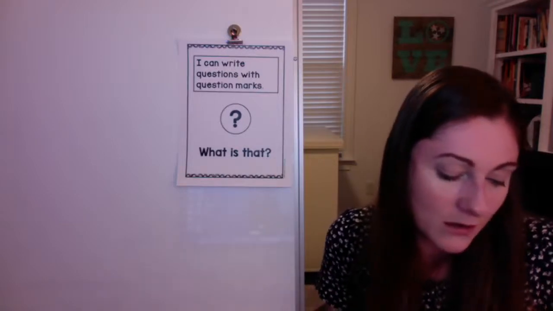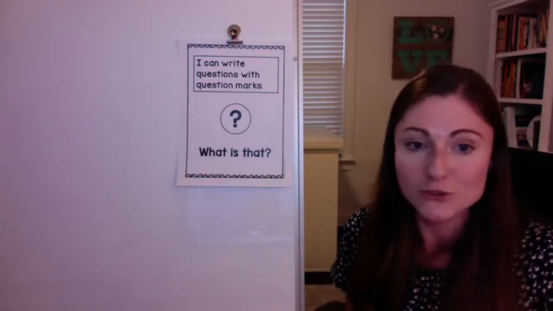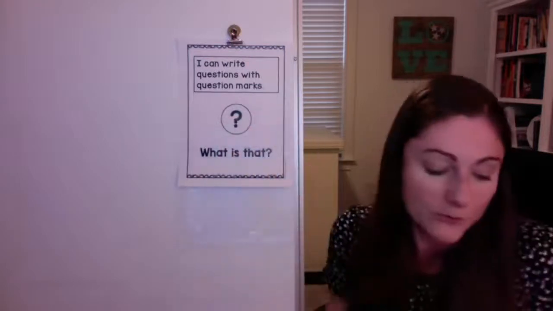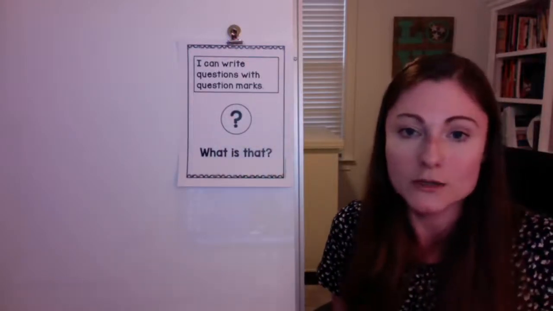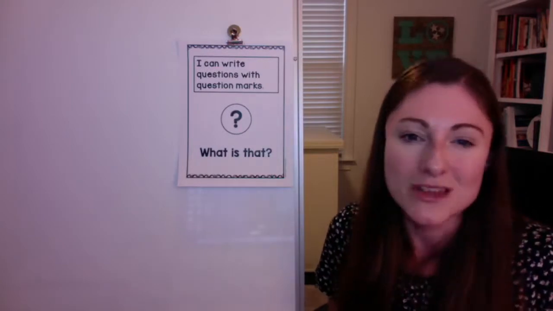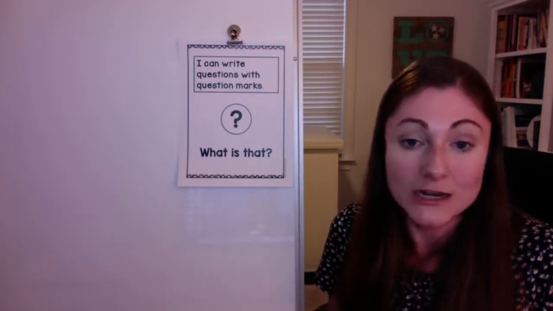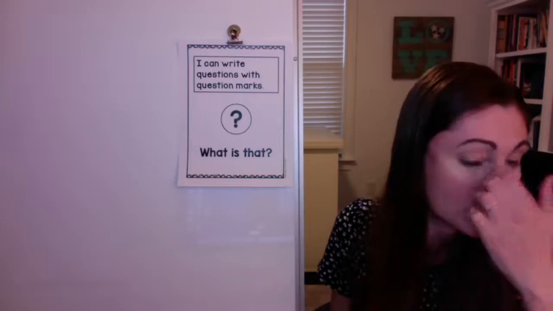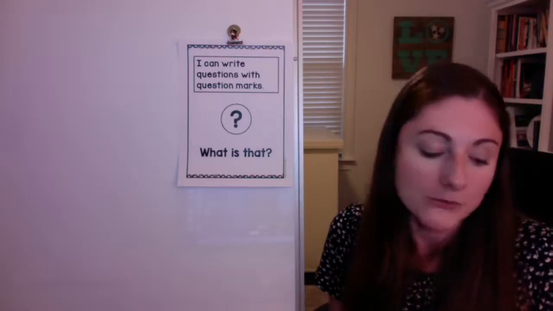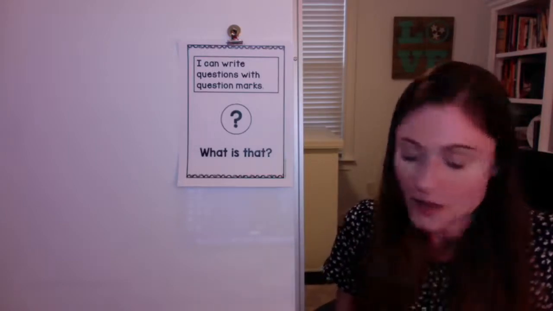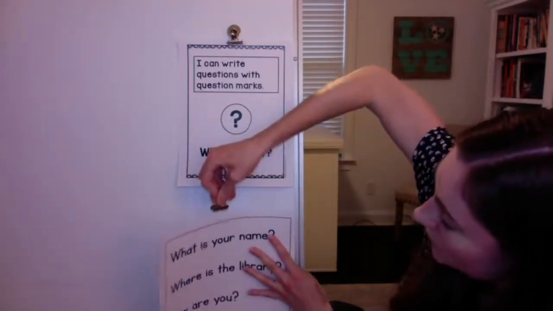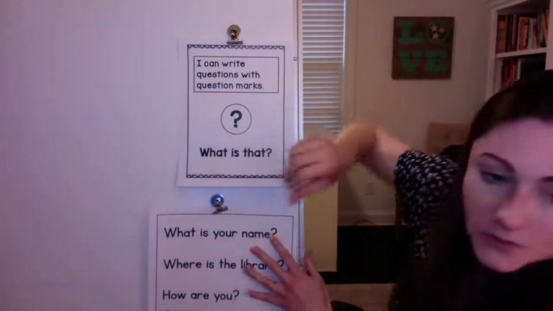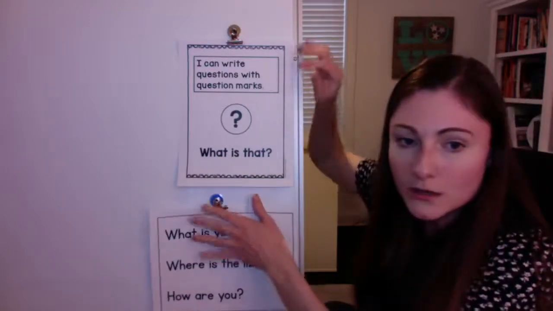We are working on writing questions with question marks. So this is our focus skill for the week. And again, we're going to follow the 3-part situation, but with kindergarten, it does look a little bit different and it's briefer. So part A might be a 5 to 10 minute lesson. And the first thing I'm going to do for this lesson is I am just going to show them these sentences. Hopefully you can see that.